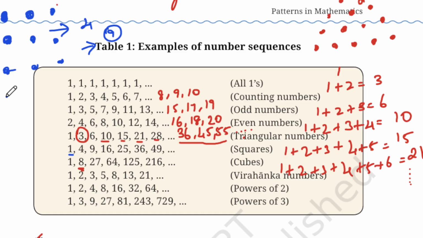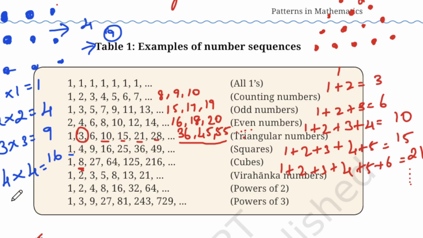So 1, just multiply by 1. You get 1. If you have 2, just multiply by 2. 2 2s are 4. If you have 3, multiply with 3. 3 3s are 9. Again 4, multiply by 4. 4 4s are 16. 5, again multiply by 5. 5 5s are 25. 6 6s are 36. Next you have 7. 7 7s are 49. Next you have 8, 9 and 10.